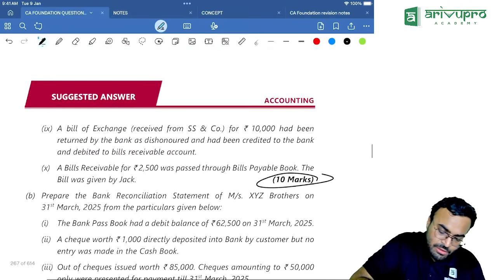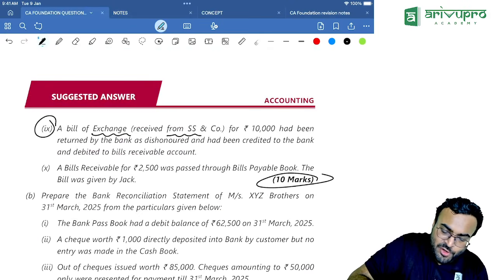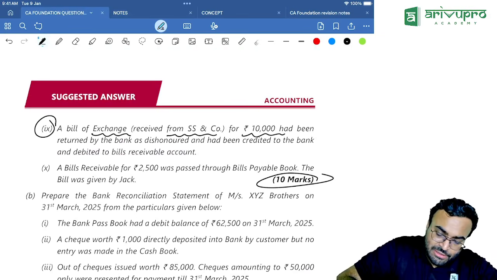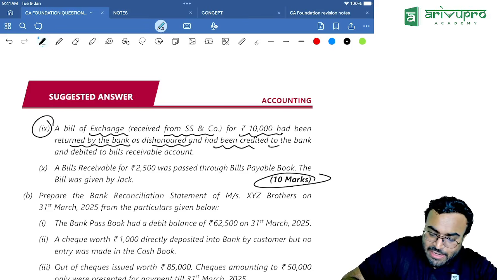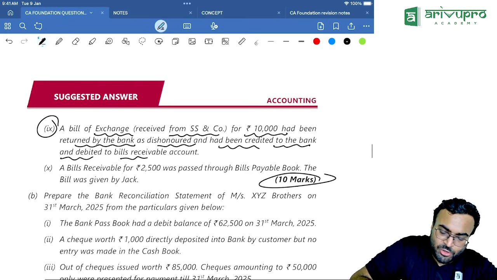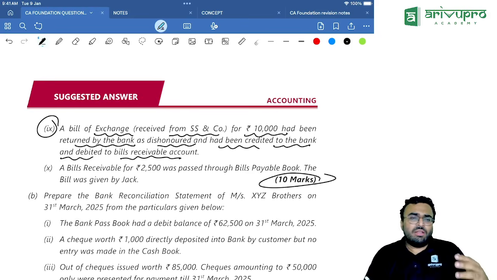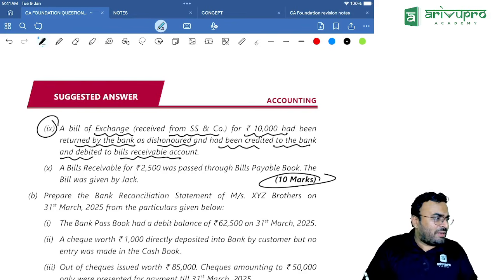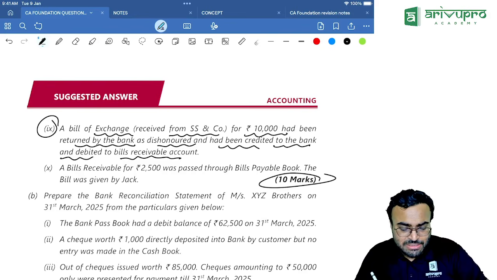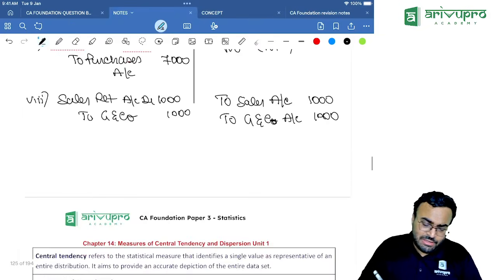9th one. A bill of exchange received from SS and Co for 10,000 had been returned by the bank as dishonored and had been credited to the bank and debited to bills receivable account. Okay. Now people in class, you guys have not yet done the bills of exchange chapter yet. So let's just discuss it as a new thing.